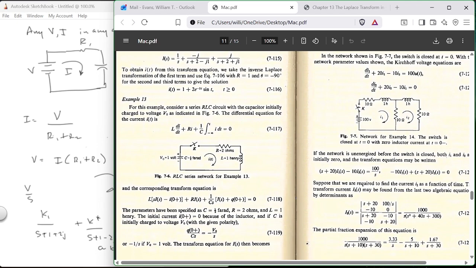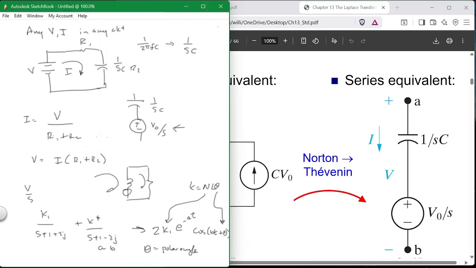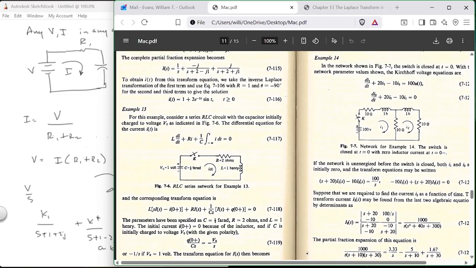L times S times I. So that's this guy over here. That's the voltage across the inductor plus R times I plus 1 over CS times I sub S plus Q of 0 plus, which is what? Q0 plus is V0 over S, which is exactly what we talked about up here, right there. Everybody follow that? V0 over S. So there we go. That's what we've got to write. So how do you write that?